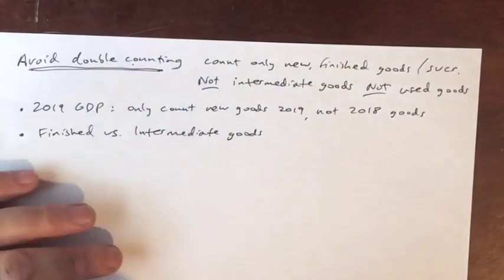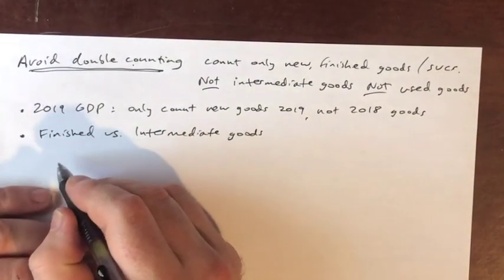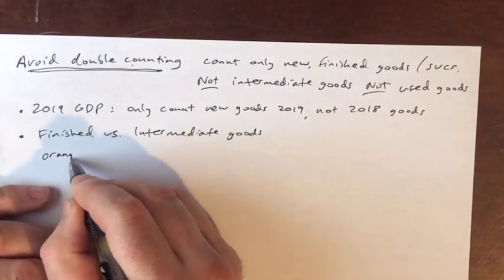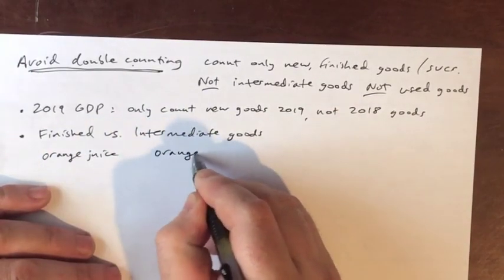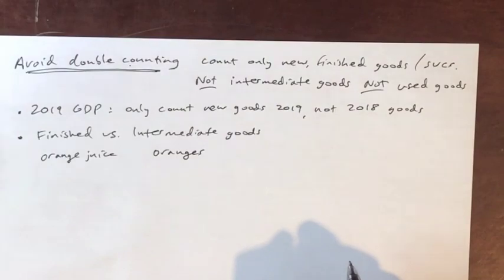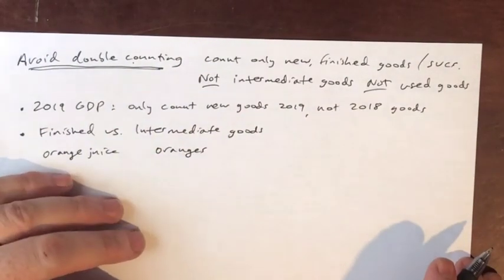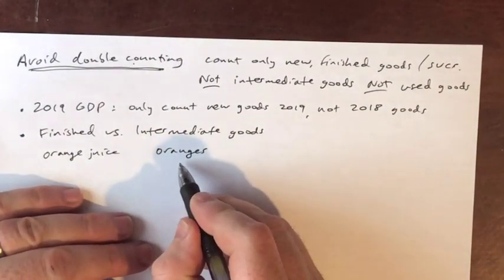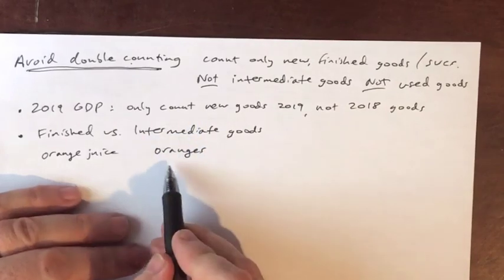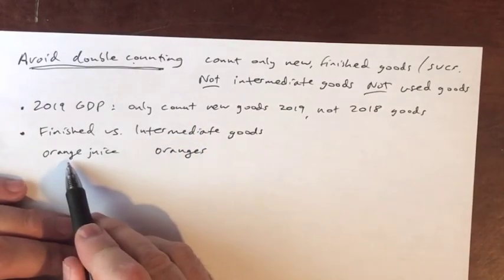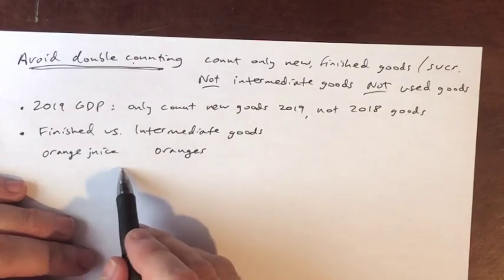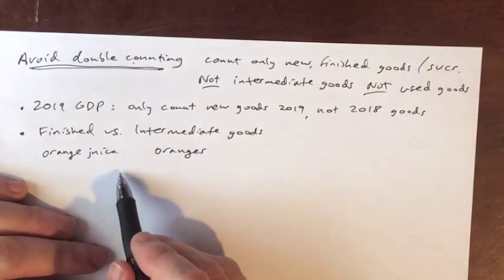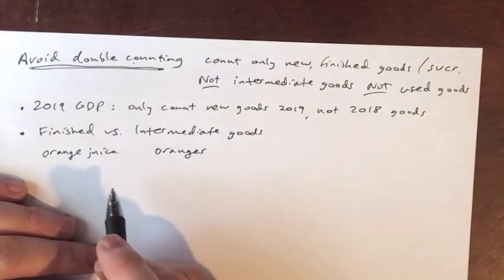Okay, so let's just take an example. Let's say we're looking at something like orange juice and oranges. This one can get a little bit confusing, because oranges could be an intermediate good. If it's being made into orange juice, then it's an intermediate good. But if it's consumed as an orange, then it's a finished good.